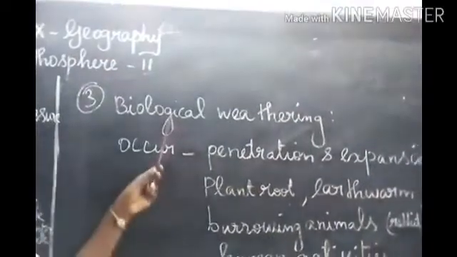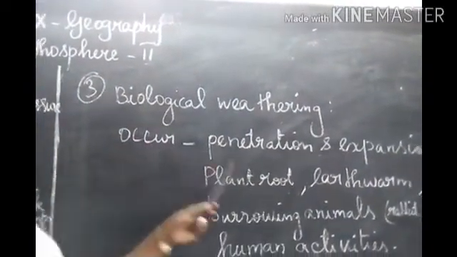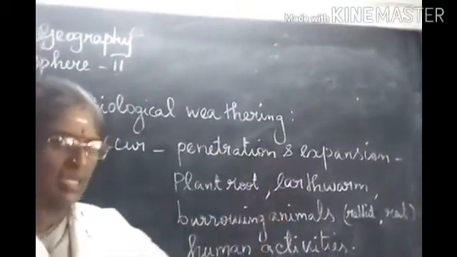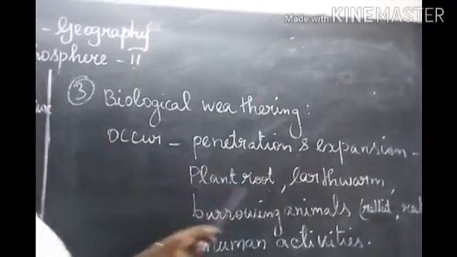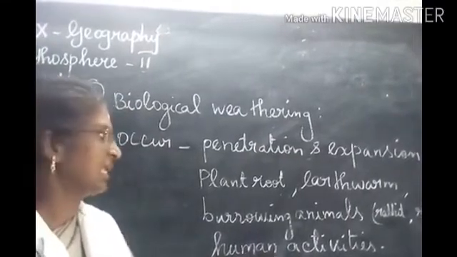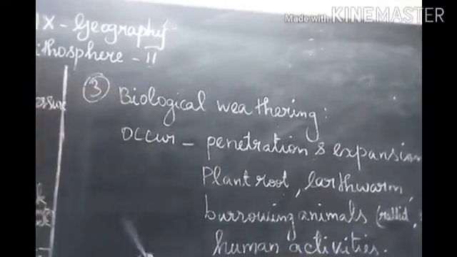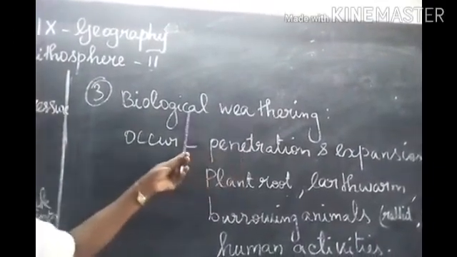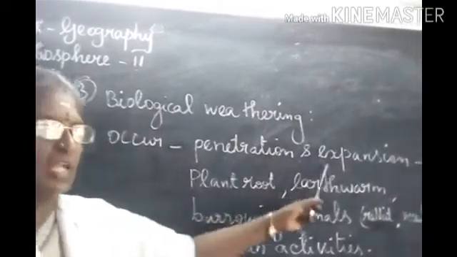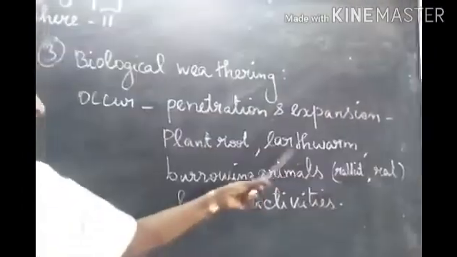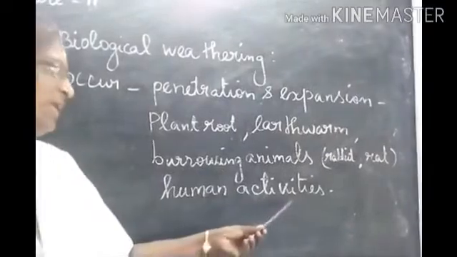And the third type is biological weathering. Biological weathering occurs due to penetration and expansion. Penetration means going inside and expansion means it is enlarged, because of plant roots, earthworms, burrowing animals. Burrowing means living inside the earth, like a rabbit, rat, etc. And some human activities also cause biological weathering. It may happen because of plant roots, earthworms, burrowing animals and human activities.